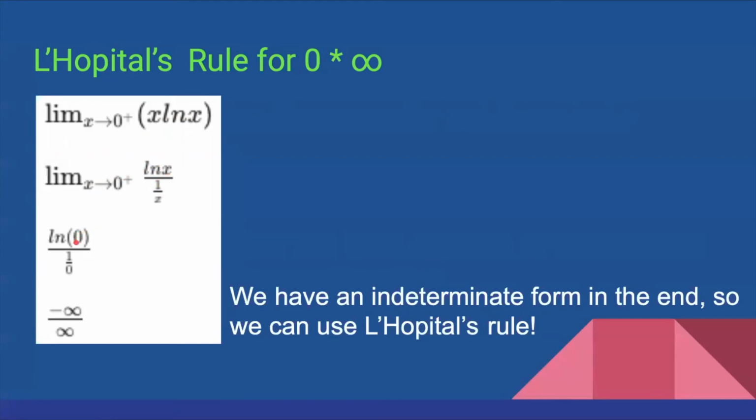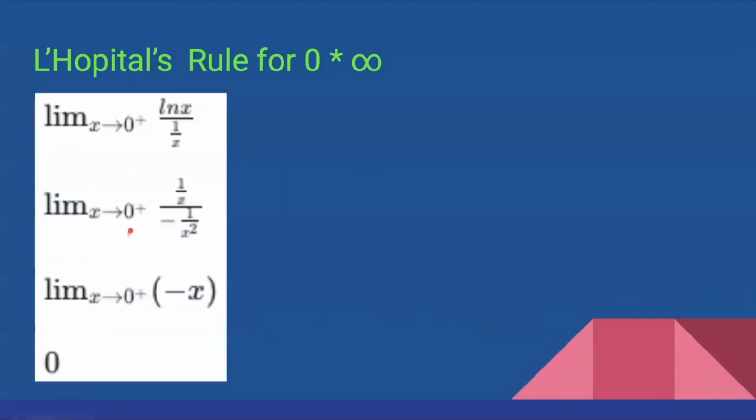So ln of 0 over 1 over x. ln of 0 is negative infinity, 1 over x is infinity. It's indeterminate, so we can use L'Hopital's rule. So you differentiate both the numerator and the denominator, with the numerator being ln x and the denominator being 1 over x. The derivative of ln x is 1 over x.